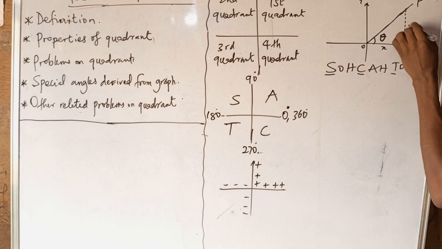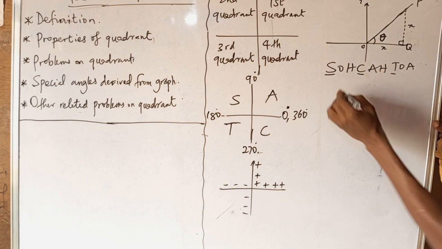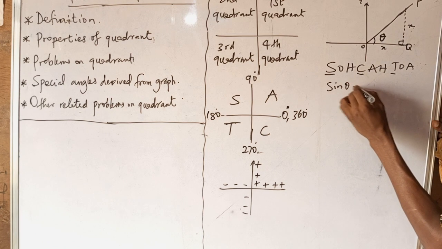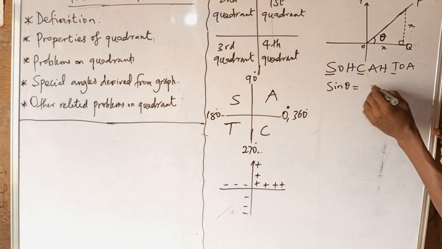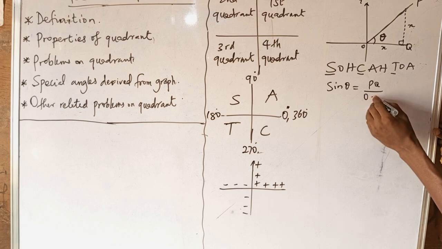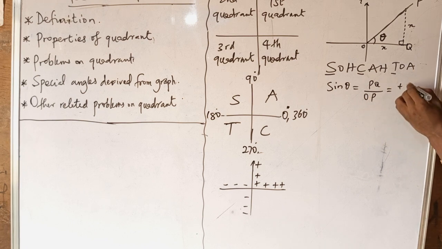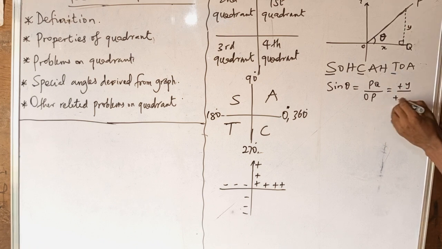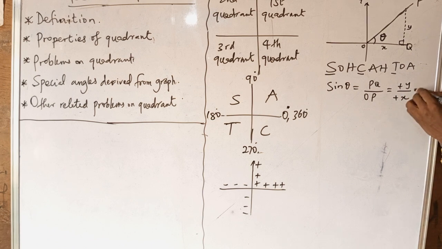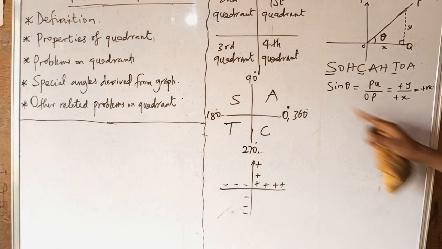then I have sine theta equals what? Opposite, that is PQ, all over hypotenuse OP, which gives us plus y over 1, sorry, this is y, which equals plus y over plus x, since they are on the same quadrant. And plus divided by plus will give us what? Positive. That is for sine.